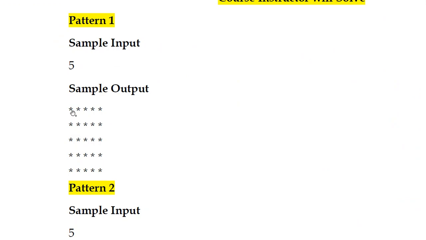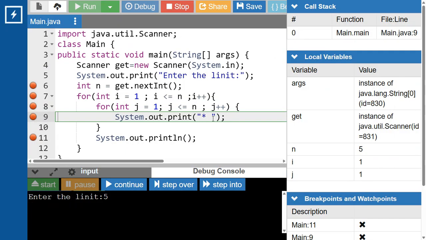What am I going to print? The asterisk symbol. That's why I'm giving star space, asterisk space. So the first time, one asterisk symbol will be printed. Can you see this? One asterisk symbol. Next, again J will be incremented.